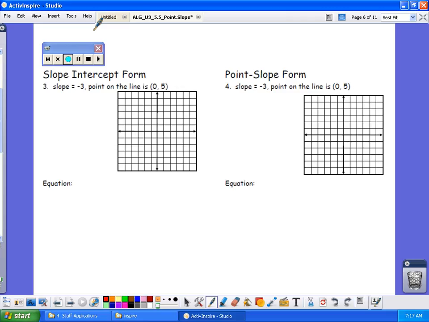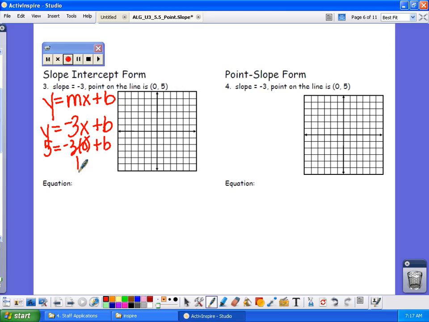Alright, so I'm going to take a look at this first one. Slope-intercept form is y = mx + b. Where the m is, I put in -3. And where my b is, I don't really know it, but you could find it out. There's a couple of different ways, but what we've really been doing is plugging in our given numbers. So 5 = -3 times 0 + b. -3 times 0 cancels out, so b equals just 5.